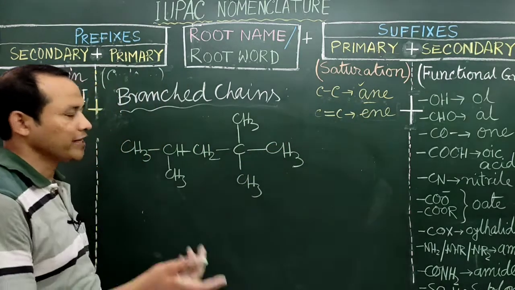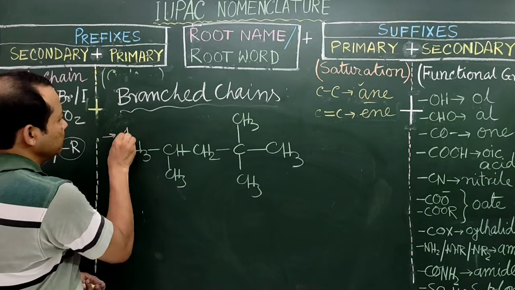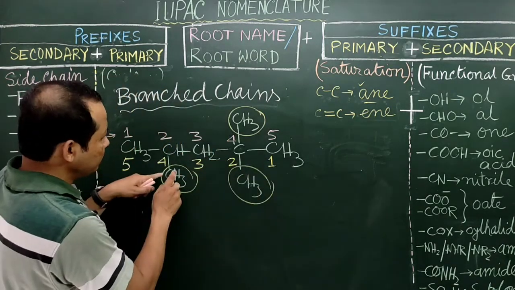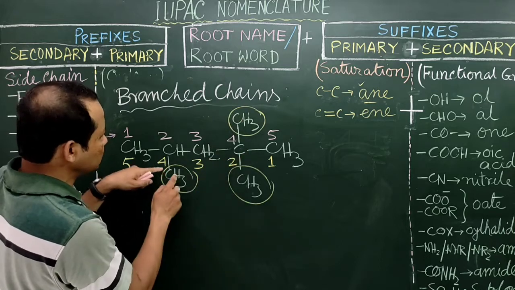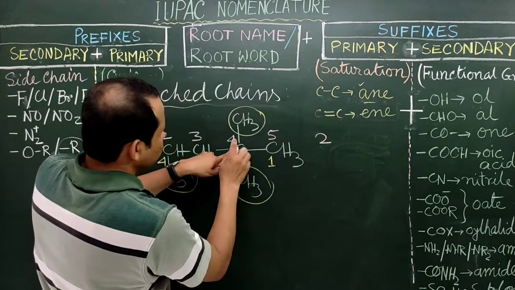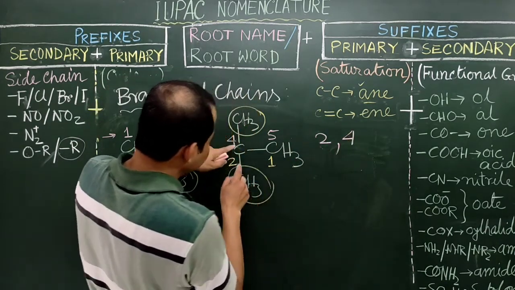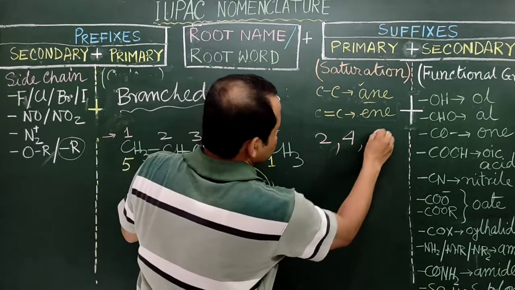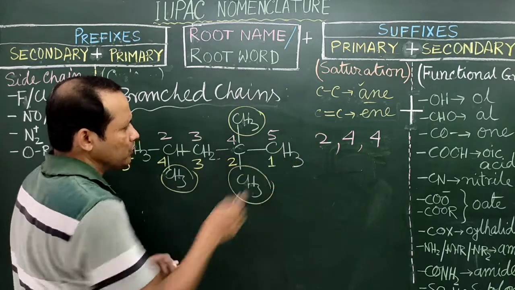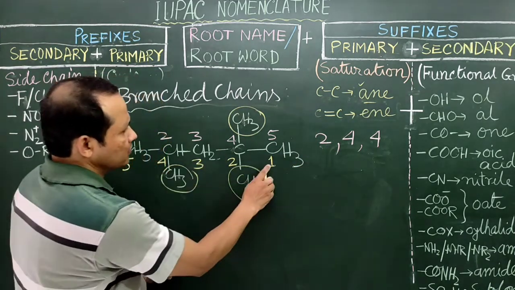Now in this again two possibilities are there, so give the numbering. If we proceed from left, then the positions of the three methyl groups are 2 for this one, 4 for this group, and again another 4 for this group. These are the locants of the methyl groups from left to right. Now what about from the right?